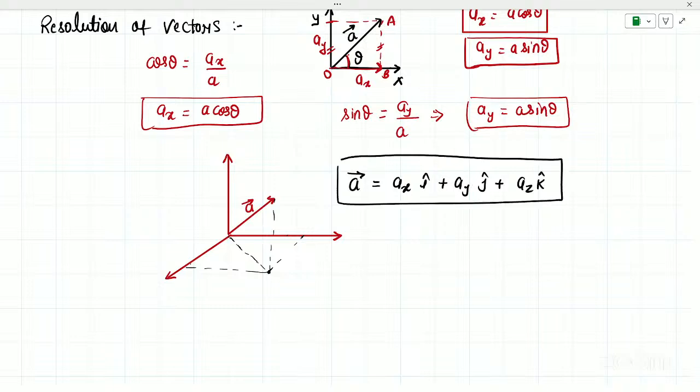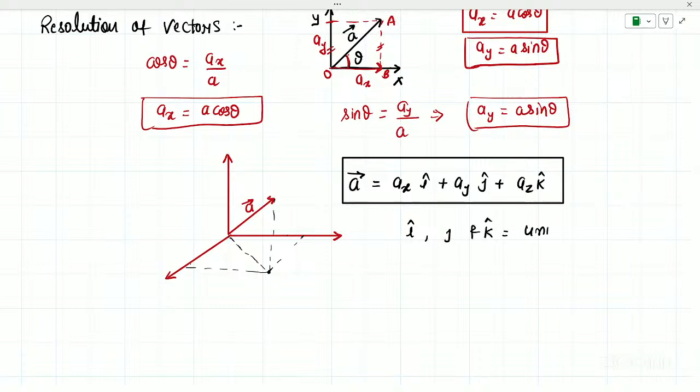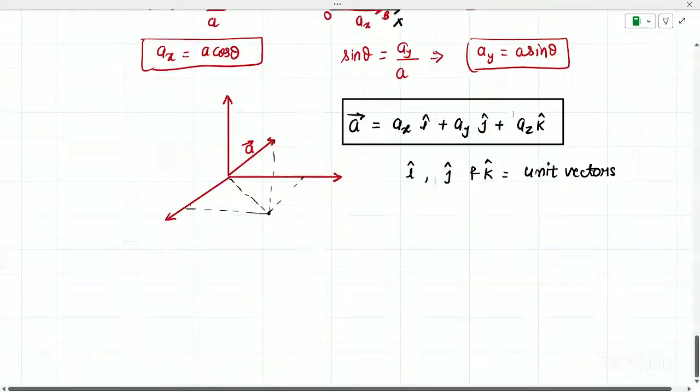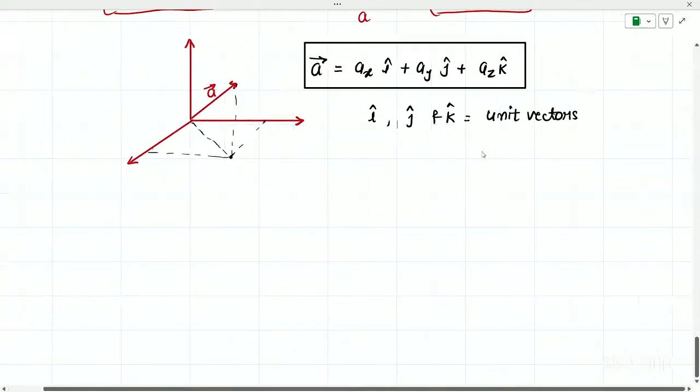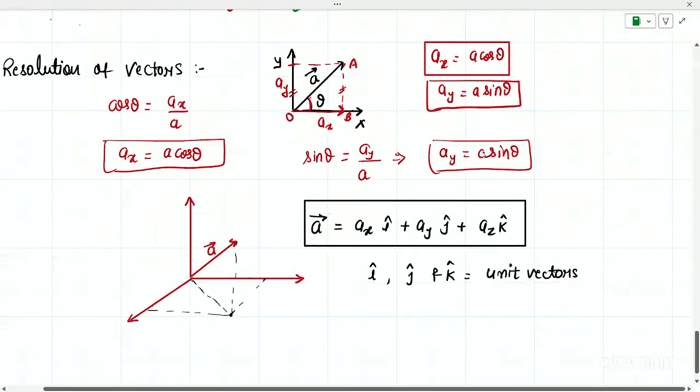Now, you're thinking, what is this i, j, and k? So we can say i, j, and k are the unit vectors. Unit vectors are those which have unit magnitude, and we use these vectors to represent direction. So these are also termed the direction vectors. So any vector can be represented as a combination of these. Got it? Vector resolution is done.